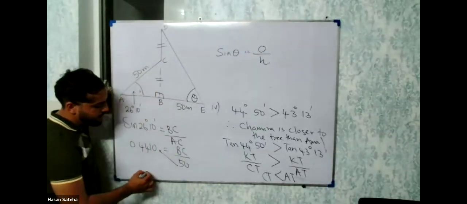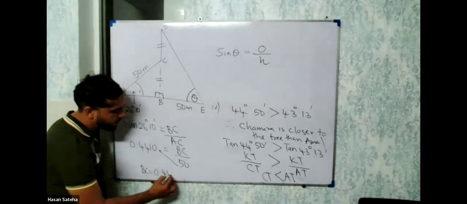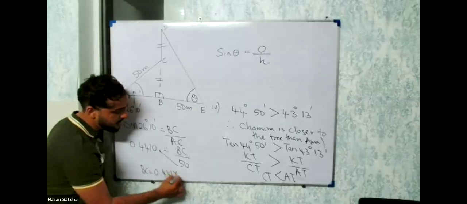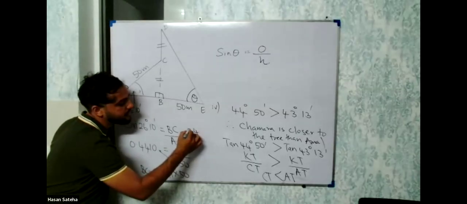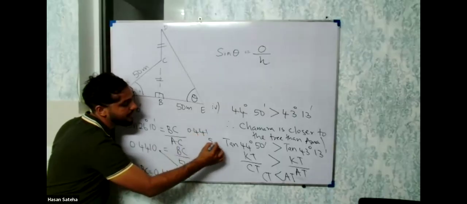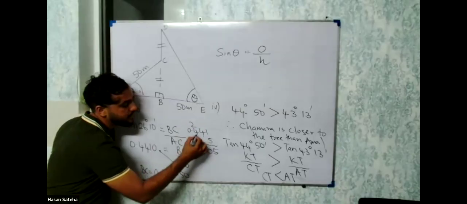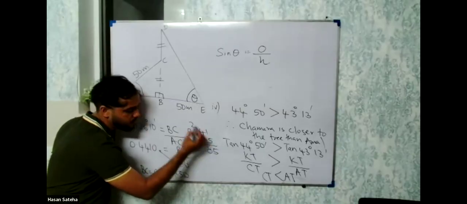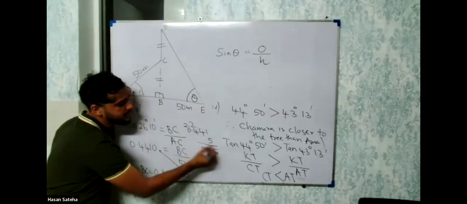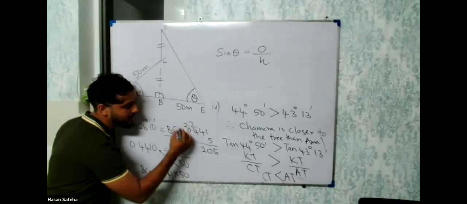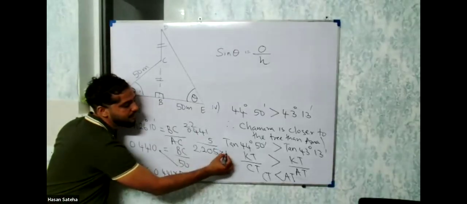Now cross multiply to find the value of BC here. BC is equal to 0.4410 multiplied by 50. So first we'll multiply by 5 here. 0.441 multiplied by 5. So 1 into 5 is 5. 4 into 5 is 20, plus 2, 22. Place the decimal point. 0 into 5 is 0 plus 2. So 2.205. Don't forget we have to multiply by a 10 here.